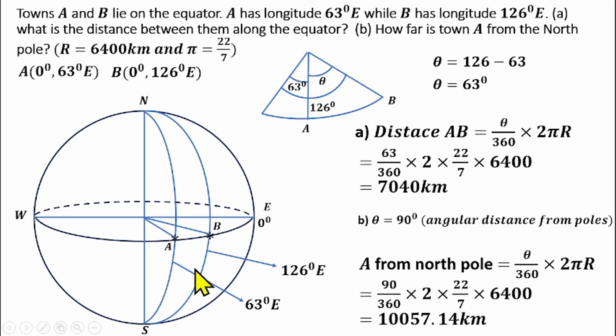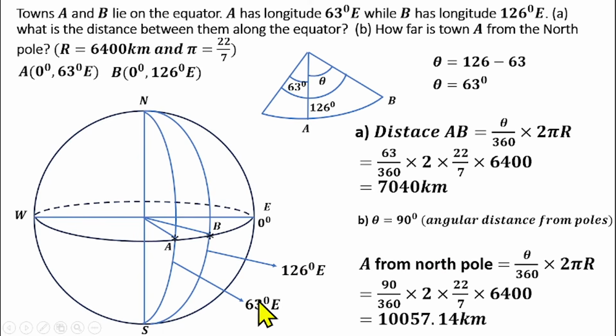So, and the same question we are having here, they can also ask to find the distance of A from the South Pole, which is the same thing you are going to do, because the angle of A from the South Pole is also 90 degrees. The same thing with the distance of B from the North Pole. The angle is also 90 degrees. The same thing for point B from the South Pole as well. The angle is also 90 degrees as well.